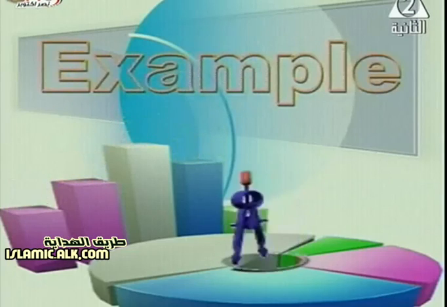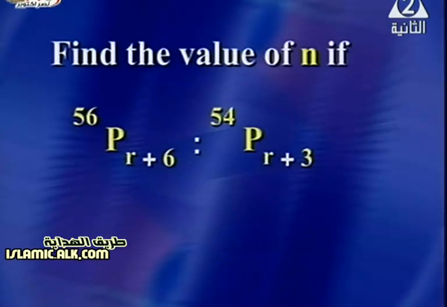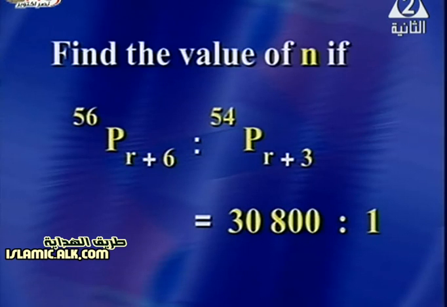Another example. Find the value of r if 56Pr plus 6 ratio 54Pr plus 3 equals 30,800 ratio 1. Find the value of r. We have left hand side 56Pr plus 6 over 54Pr plus 3, right hand side 30,800 over 1. Solution.